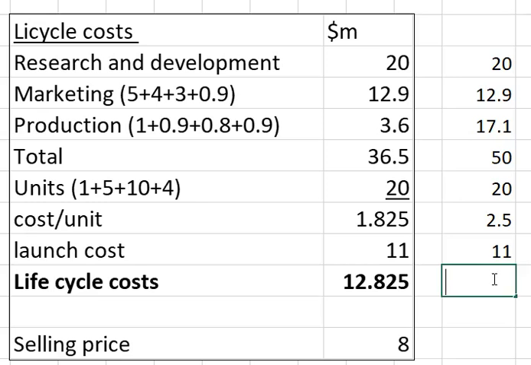So I'll add 11 here. So total life cycle cost will be 2.5 plus 11, 13.5. And how much is the selling price? We are told that this project will be sold at 8. So life cycle cost at 13.5 and the product is 8. So we can argue that we should not sell the product at 8 because the price is lower than the cost incurred.